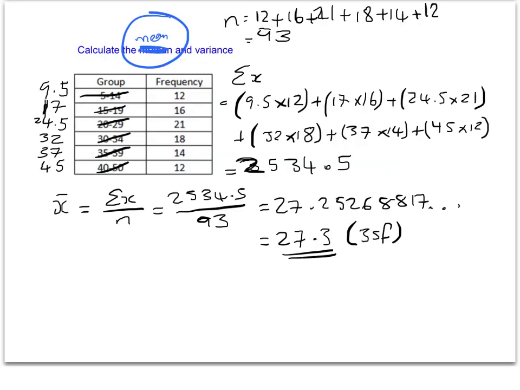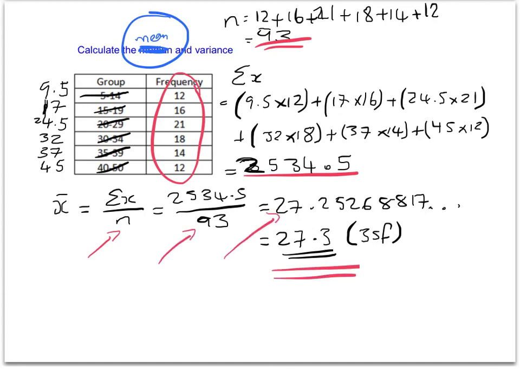Here's the answer to the first bit, the mean. So the total amount of data, these are all the people, 12 people, 16 people, 21 people, 18 people, 14 people, 12 people, makes a total of 93 people. I found the midpoints of the groups by adding the ends and dividing by 2, and then I've added up all the x's to get 2534.5, and then used the formula for the mean, clear substitution in, full calculator display, and then final answer to three significant figures.